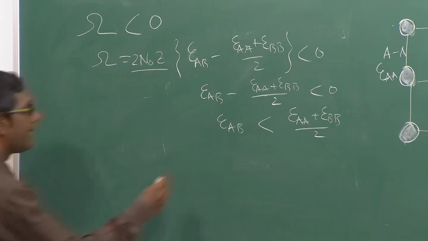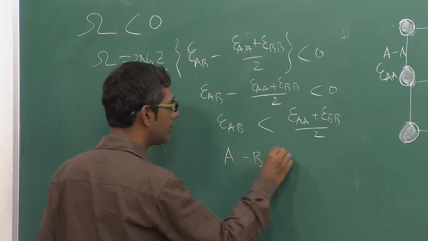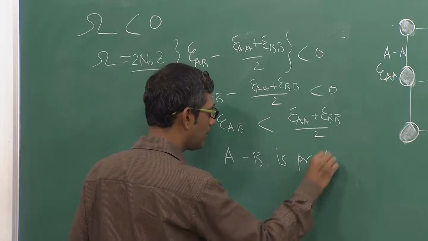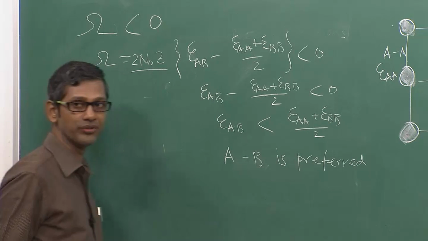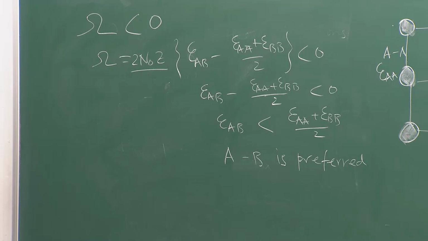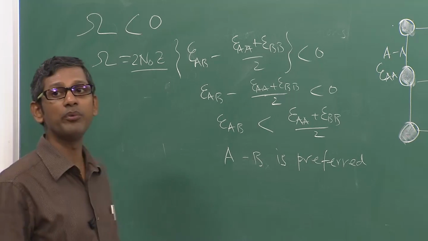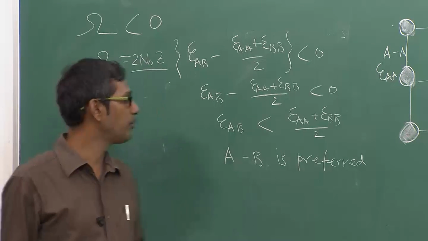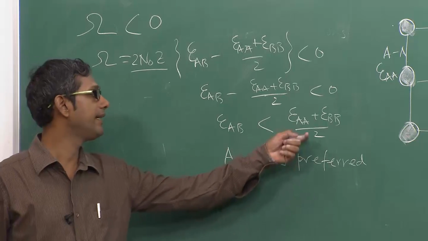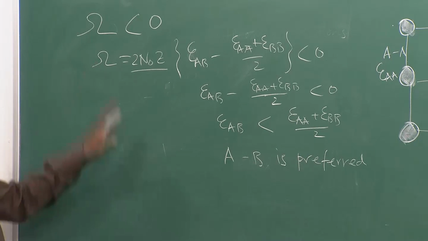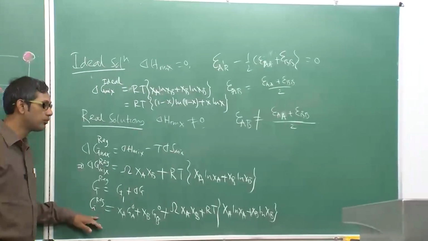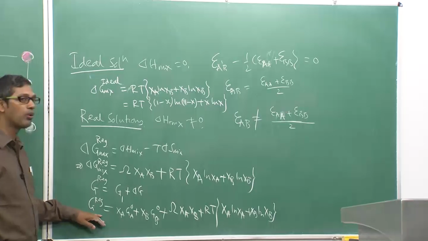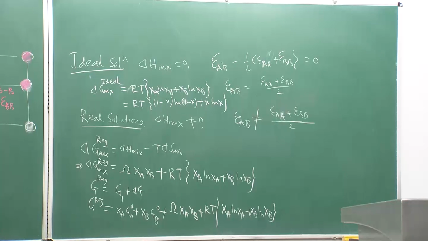That means the AB bond is preferred because it has a lower bond energy, so they will prefer it over AA and BB bonds. This is equivalent to saying that solutions will be promoted because a solution will have more AB bonds than AA and BB bonds. Therefore, whenever sigma is less than or equal to 0, G for the solution will be lower than for the individual components. Okay, that is the thing.